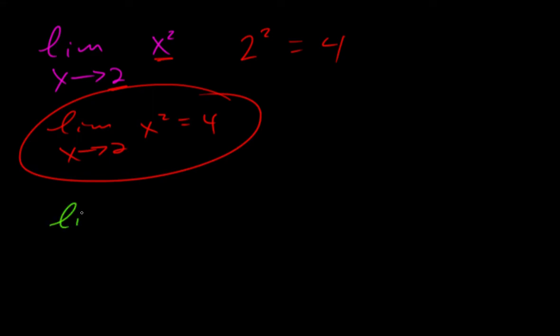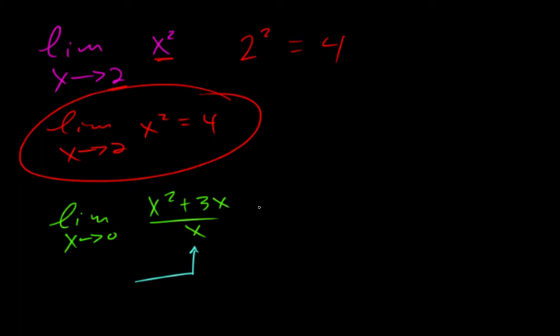Okay, now if we have something like the limit as x approaches 0 of x squared plus 3x over x, we try to plug in 0, but the problem is, since there's an x on the bottom, if we plug in a 0, we'll have division by 0, and that's not allowed.